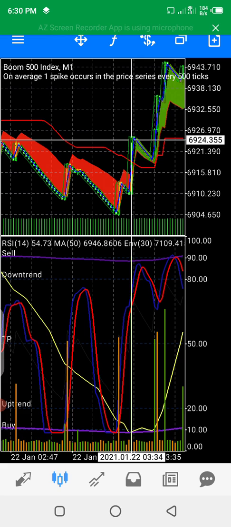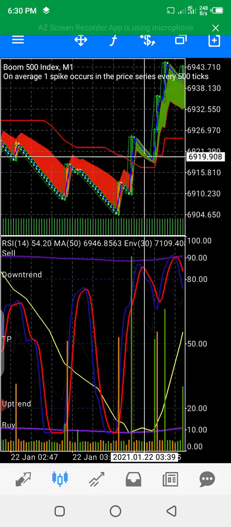So there you are, observant. How do you catch the fish? Remember, you can easily tell from this strategy when it's time for you to sell Boom, and when it's time to buy. It's very simple.